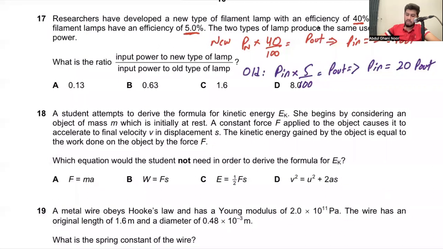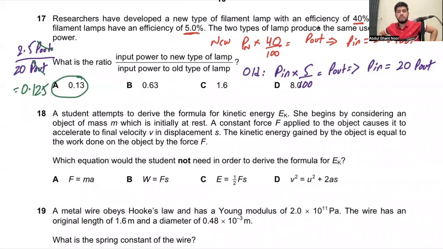Now I need to find out the ratios. So the ratio of the new type of lamp is 2.5 P out upon 20 P out. And because the output power is the same, this P out cancels out with this P out. You're left with 2.5 upon 20, which is 0.125, which is 0.13. So the answer is A, 0.13. I hope this is clear.